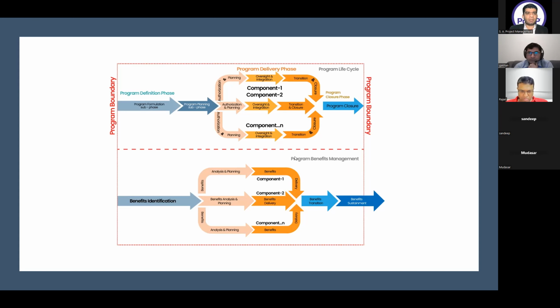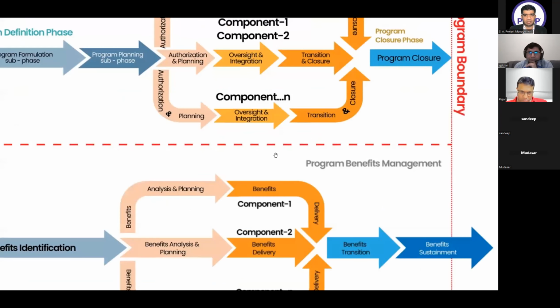So in the benefits management domain, first of all, we are doing the benefits identification, from which we will make the benefit register. Then we will make the benefit analysis planning, which means the benefits management plan. We will do the benefits delivery throughout the components, and then the benefits transition will start, and the benefits sustainment will continue throughout the program life cycle. Okay, I can enlarge.